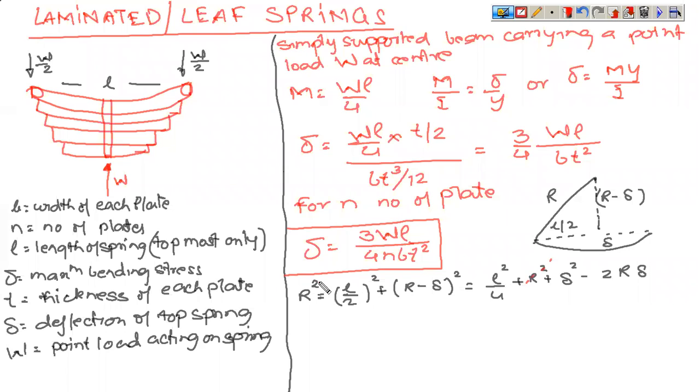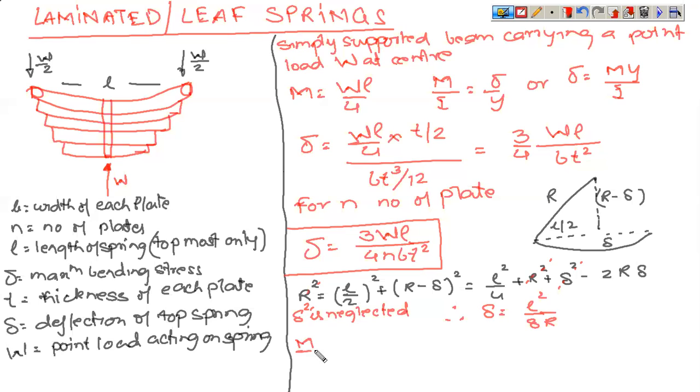Now R square and R square get cancelled out from here. Now delta is a very small quantity, so delta square is neglected. So this is removed. So you have L square by 4 is equal to 2R delta. Therefore, delta is equal to L square by 8R.